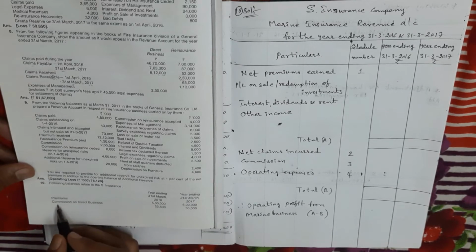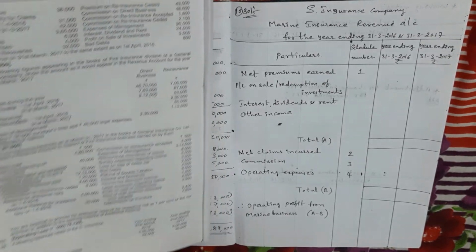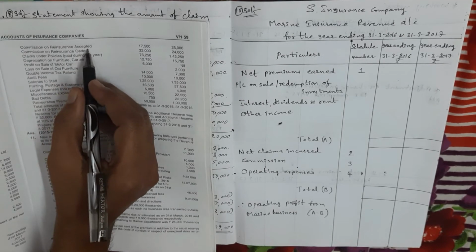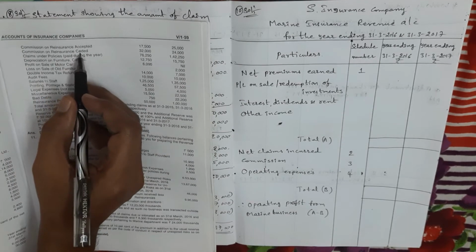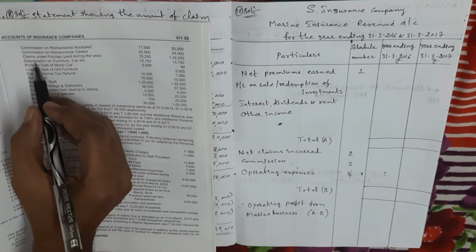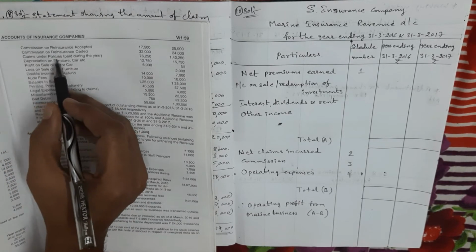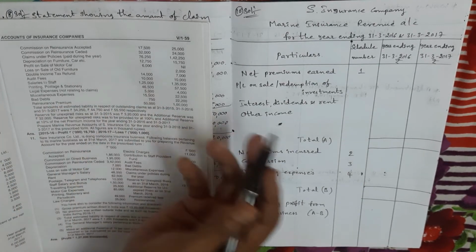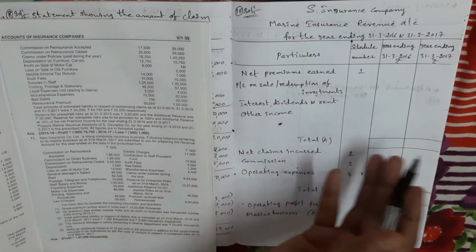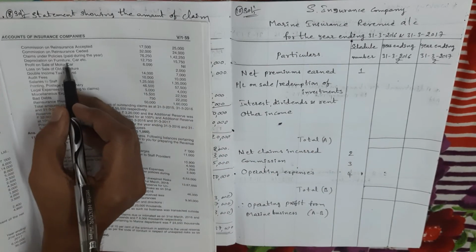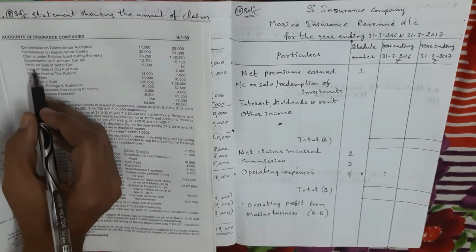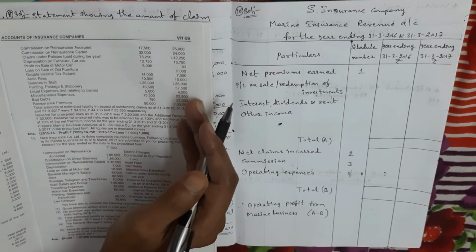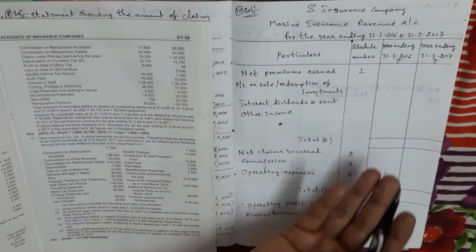Next, commission on direct business, commission on reinsurance accepted. Accepted means we have to add. Commission on reinsurance ceded, we have to subtract from the commission amount. Next, claims under policies. Claims under policies paid during the year, opening balance and closing balance are given. Opening balance we take in the opening column. Closing balance we take in the closing column. Next, depreciation on furniture, car. Profit on sale of motor car. For every item the opening balance and closing balance are given separately, so we also take them separately.